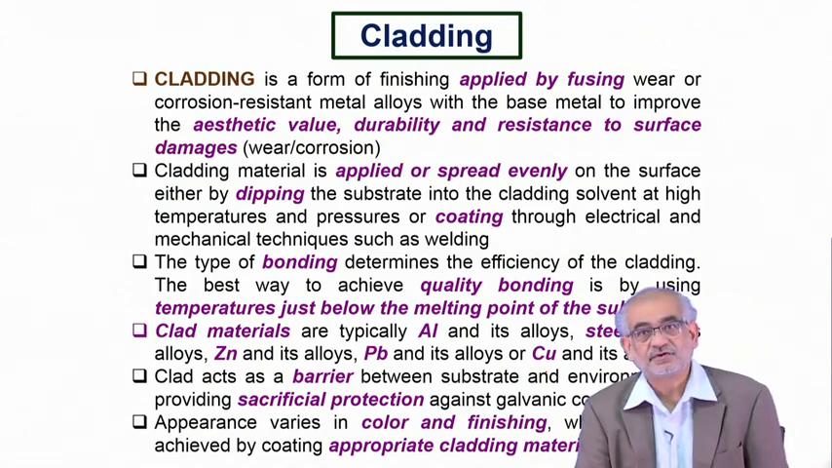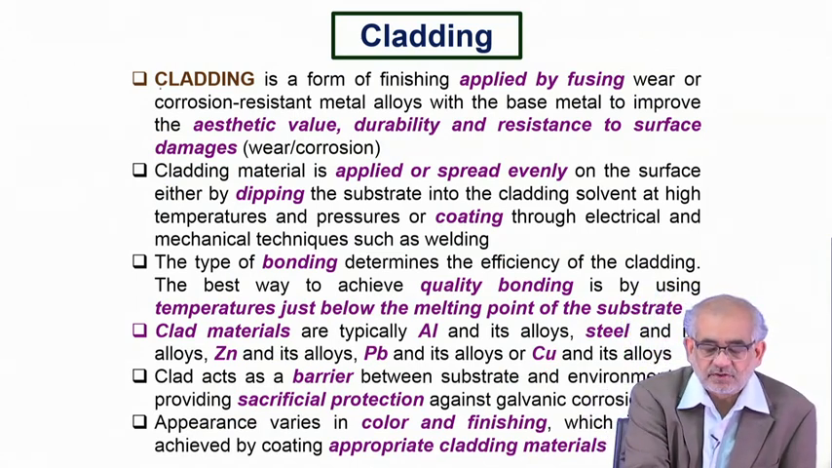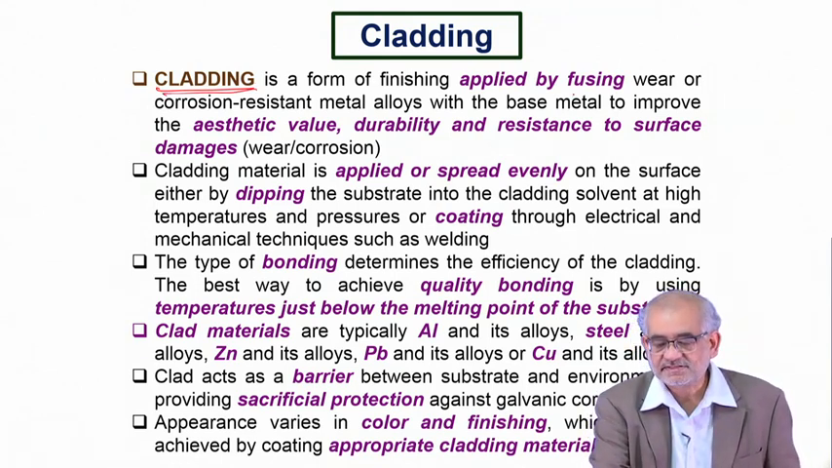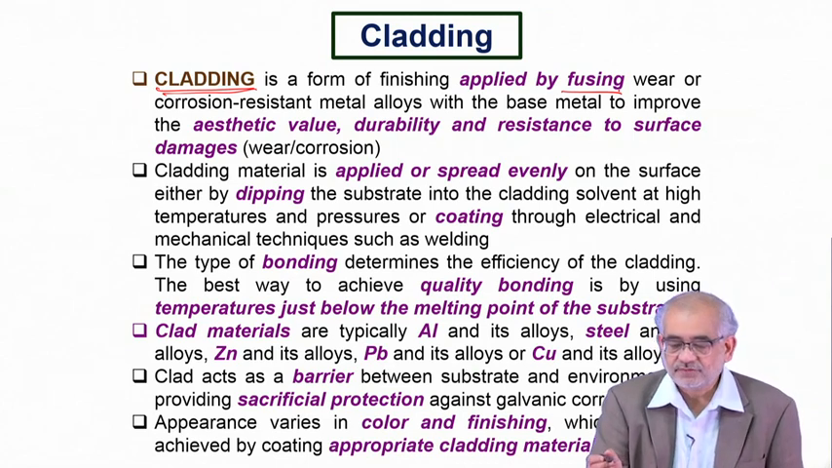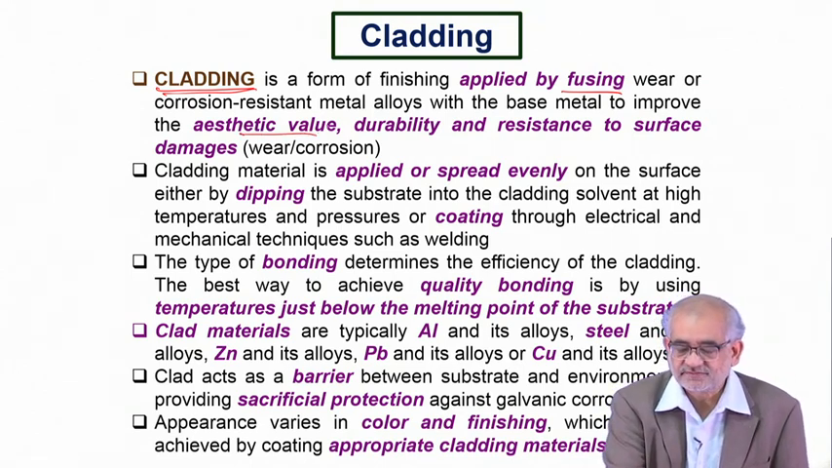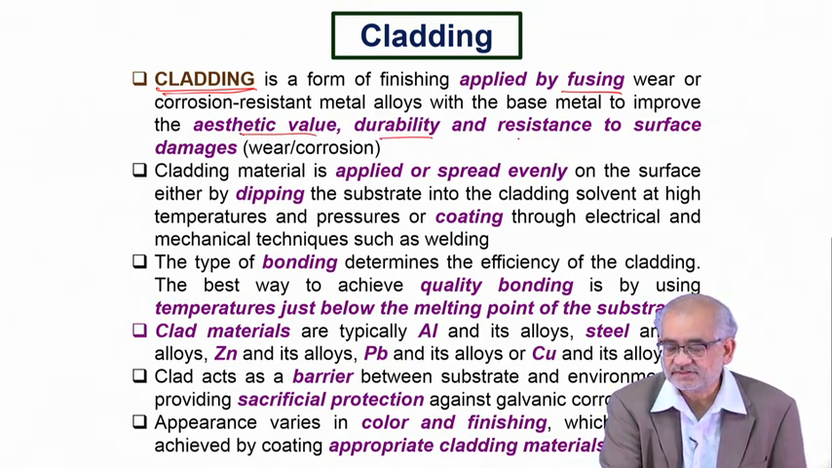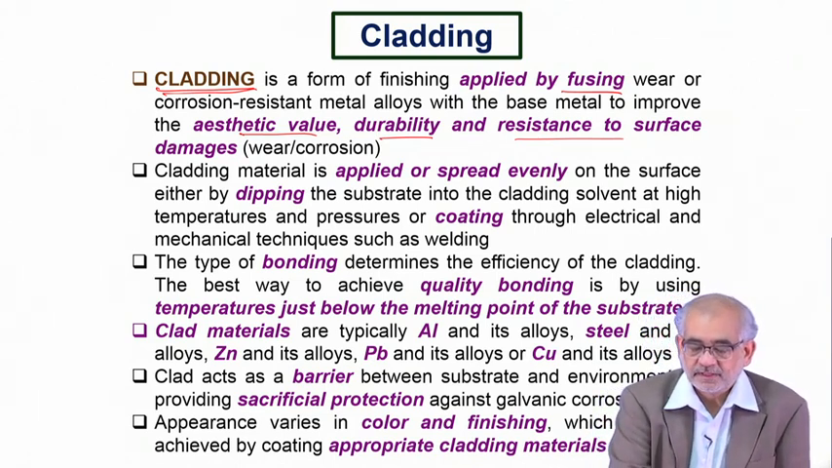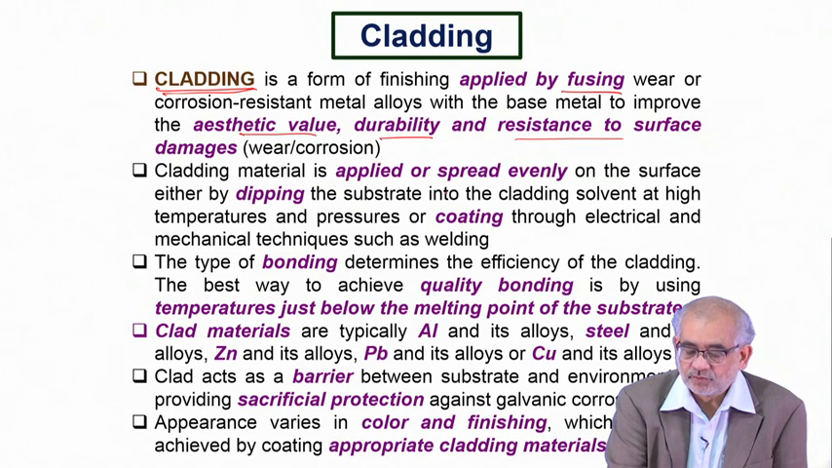So as I said, overlay is very popularly called cladding because you actually are creating a new layer on top of that, and this is created by fusing wear or corrosion resistant metals or alloys with the base metal. We can improve the aesthetics of the substrate, the durability, the resistance to surface dependent damages like wear or corrosion and so on. The metal that is molten usually should have very high wettability, so it spreads very easily and evenly onto the surface.